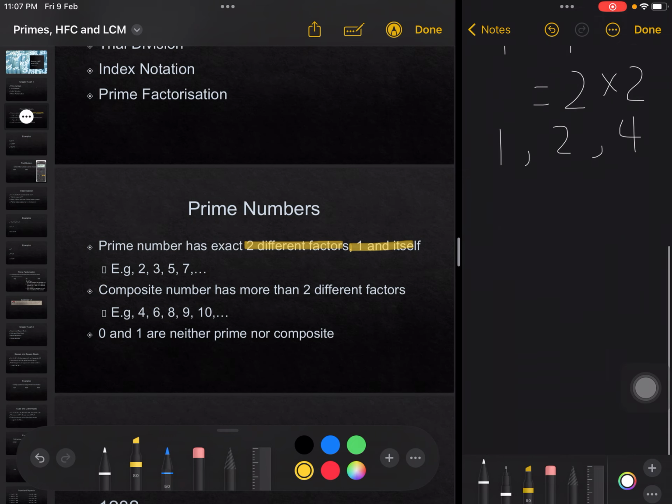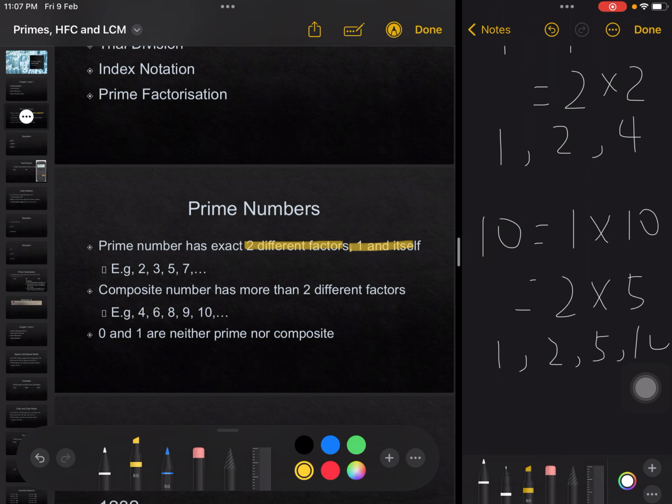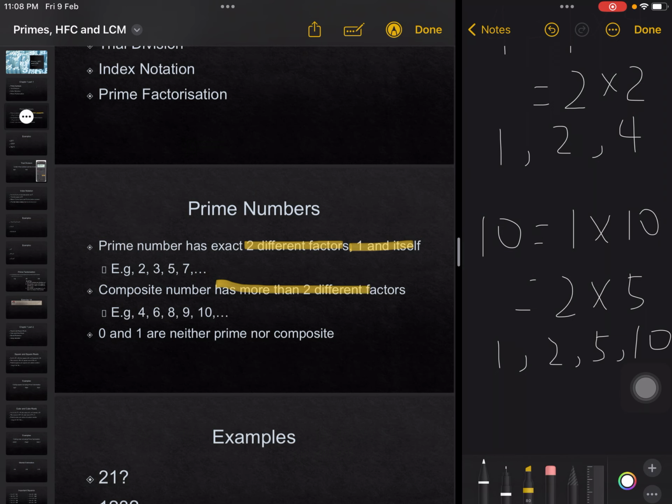Okay, let's look at another example, 10. 10 equals 1 times 10, definitely. 10 also equals 2 times 5, correct? So the factors of 10 will be 1, 2, 5, and 10. Since 10 has 4 factors, hence 10 is a composite number. So from here we understand that a composite number has more than 2 different factors.